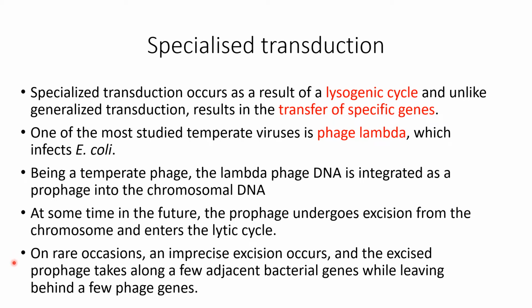Now on rare occasions, when this lysogenic cycle is happening, an improper excision might be happening. Improper or imprecise excision of viral DNA from the bacterial DNA might happen. So sometimes improper excision will happen and the excised prophage will take along a few adjacent bacterial genes while leaving behind a few phage genes. That is, it will take some bacterial genes with it and it will leave some of its own genes with the bacterial chromosome when the excision is happening.